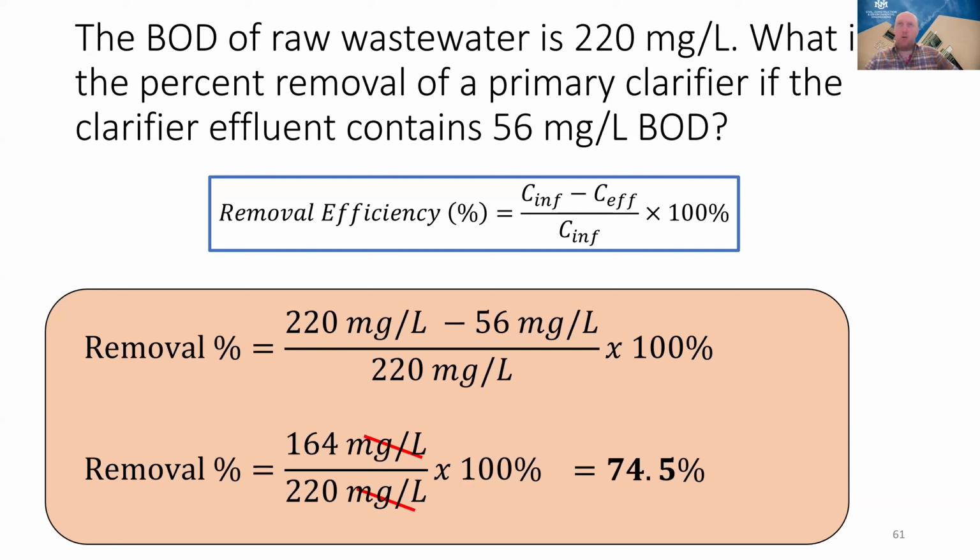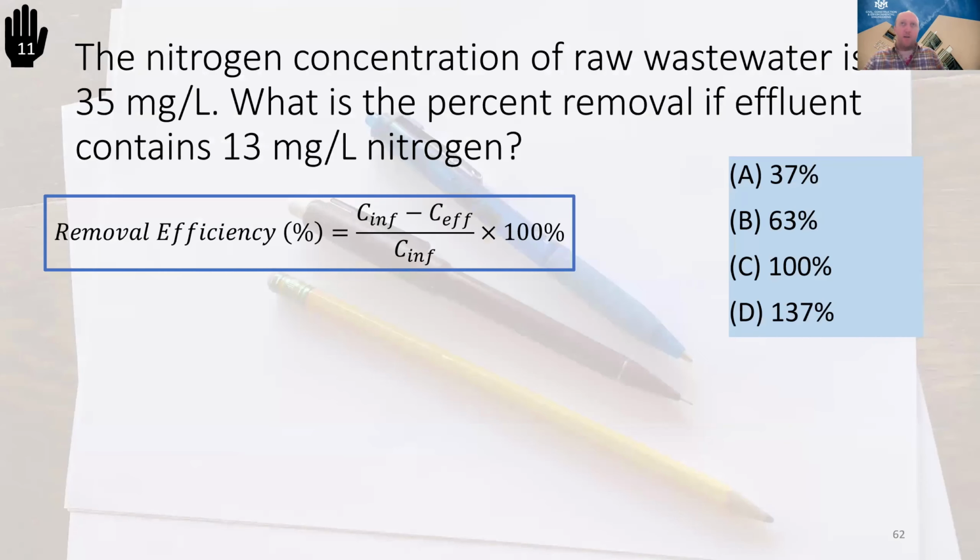Okay, so we have a few minutes left, but let's try to do one of these on your own. And I'm going to start this poll. So this is going to be pretty much the same thing. Same concept. So this is with my nitrogen though. So the nitrogen concentration of raw wastewater is 35 milligrams per liter. So that's what's coming into your plant. And what is the percent removal if the effluent contains 13 milligrams per liter nitrogen?